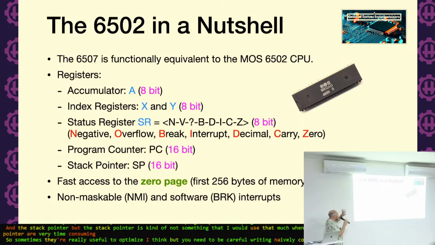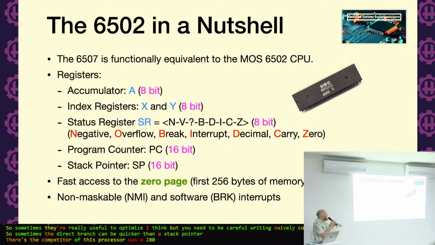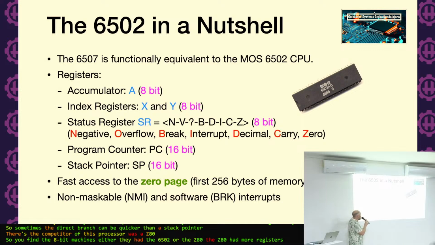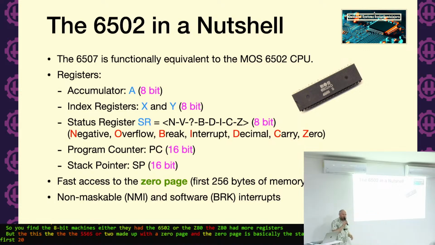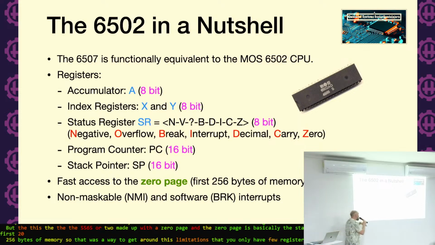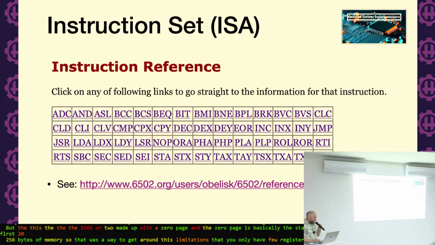The competitor of this processor was the Z80. So you find the 8-bit machines, either they had the 6502 or the Z80. And the Z80 had more registers. But the 6502 made up with the 0 page. And the 0 page is basically the start of your memory. And you can very quickly write to the first 256 bytes of memory. So that was a way to get around these limitations that you only have few registers. So you can shift stuff in and out of the 0 page, and that is a bit faster. So you also had interrupts, but I think the Atari didn't really make much use of these.